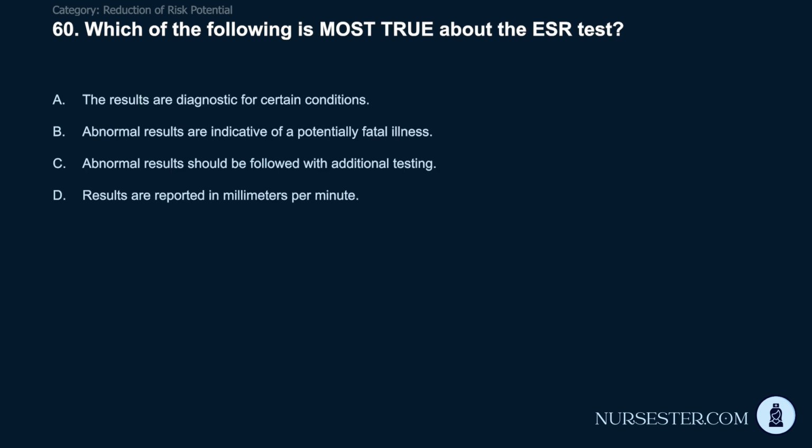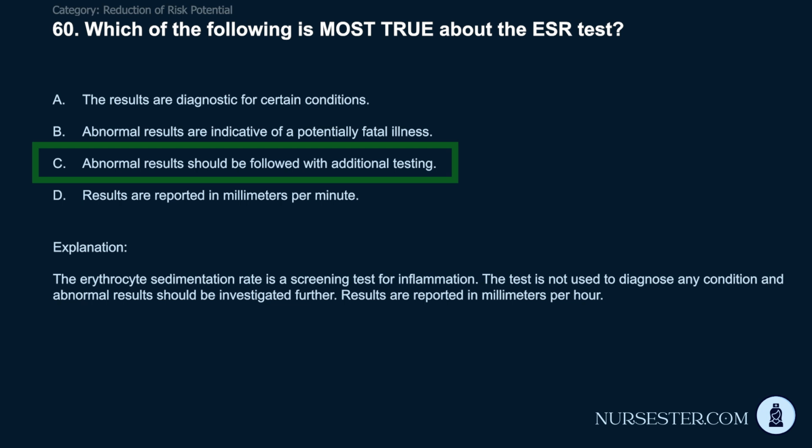60. Which of the following is most true about the ESR test? A. The results are diagnostic for certain conditions. B. Abnormal results are indicative of a potentially fatal illness. C. Abnormal results should be followed with additional testing. D. Results are reported in millimeters per minute. Correct answer: C. Abnormal results should be followed with additional testing. The erythrocyte sedimentation rate is a screening test for inflammation. The test is not used to diagnose any condition, and abnormal results should be investigated further. Results are reported in millimeters per hour.